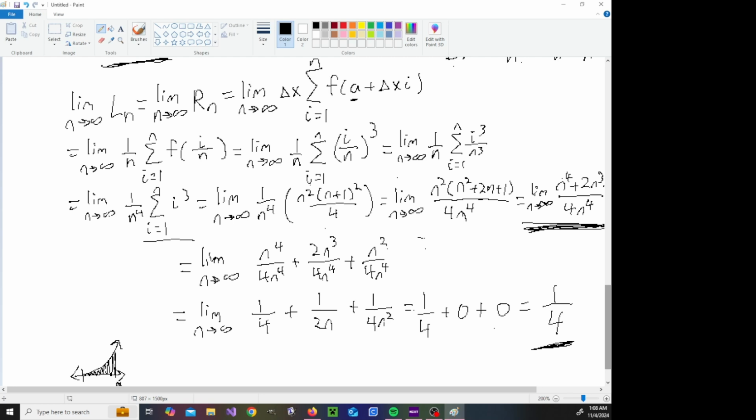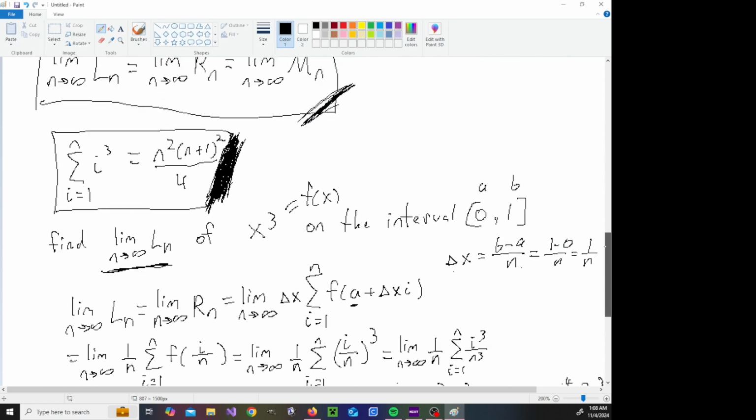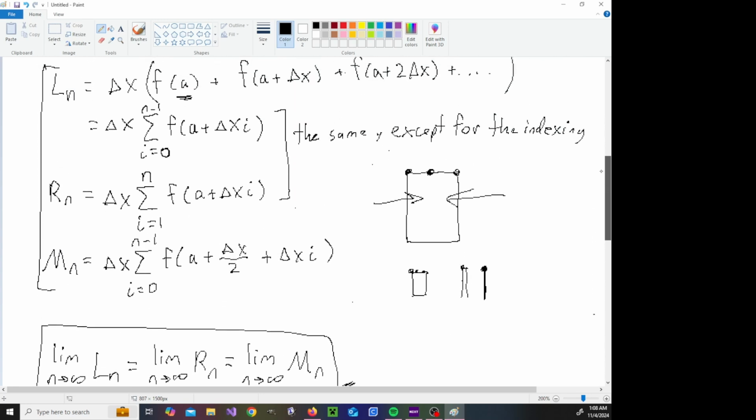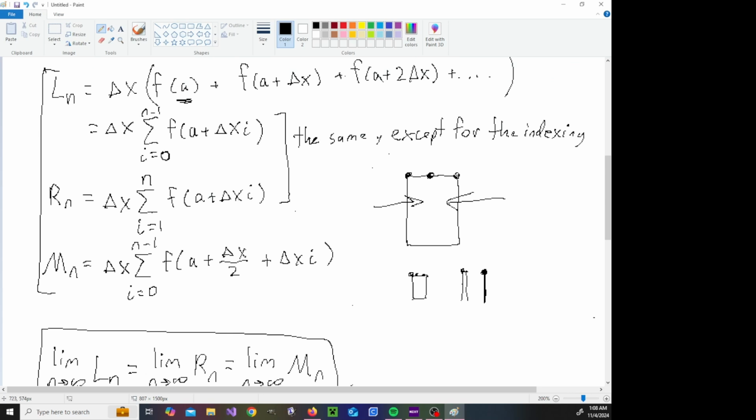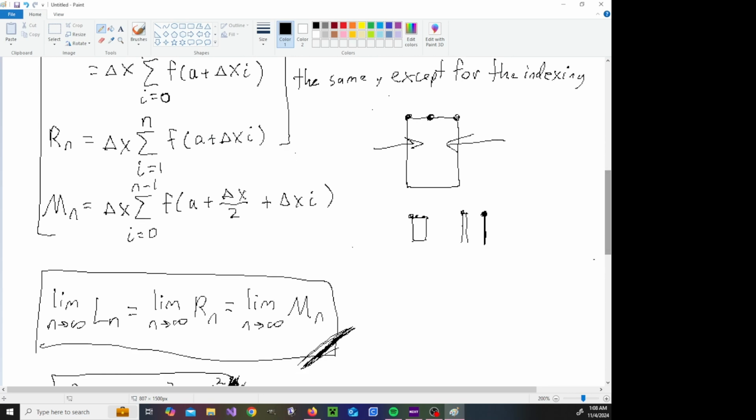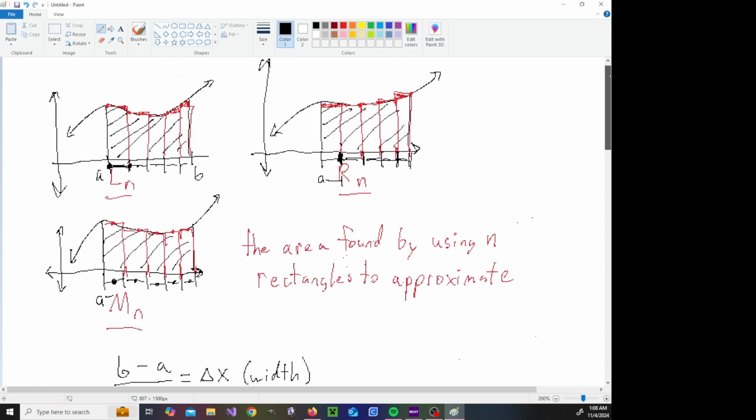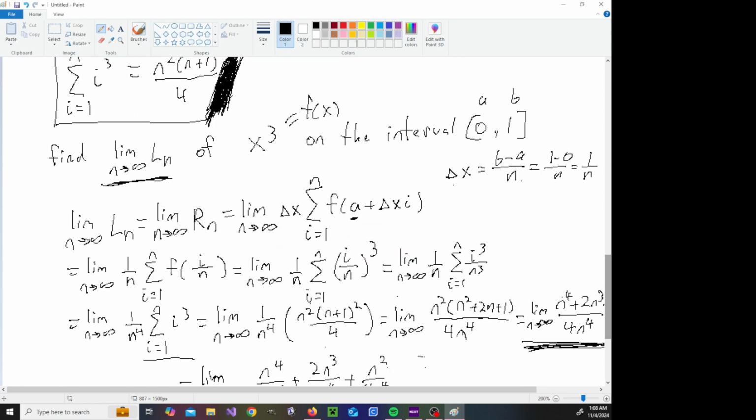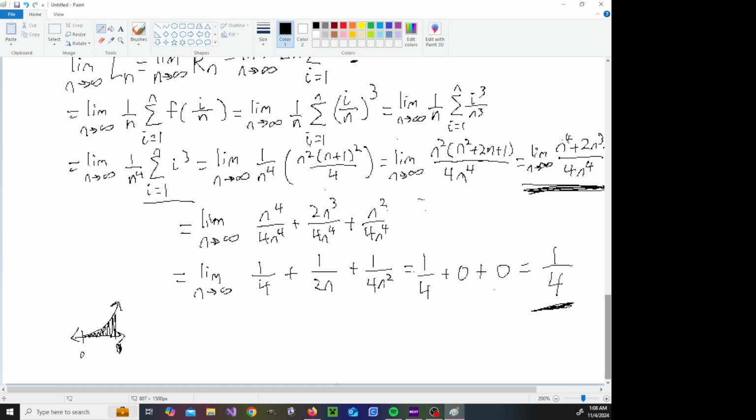That is how we can take limits as n goes to infinity of the areas here, Ln, Rn, or even Mn, right? Because they're all going to be equal once the rectangles become infinitely thin. Very good. That is what we are able to do so far for the sake of the area question.